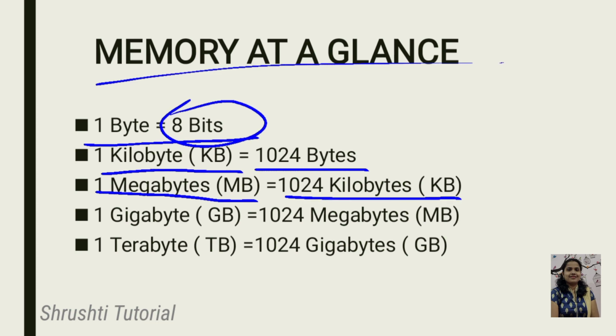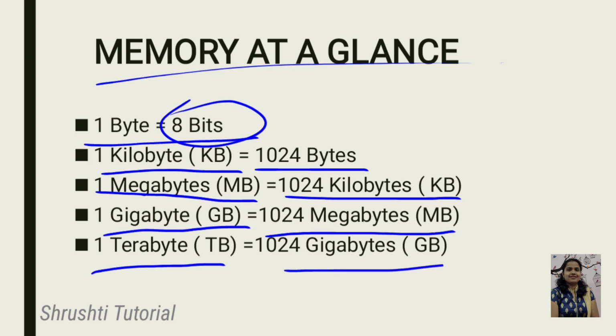After megabyte comes the gigabyte. 1 gigabyte is equal to 1024 megabytes. Then 1 terabyte is equal to 1024 gigabytes. Let us discuss this again. 1 byte is equal to 8 bits. After byte, kilobyte, then megabyte, then gigabyte, then terabyte. In this way you can remember: bit, byte, kilobyte, megabyte, gigabyte, terabyte.